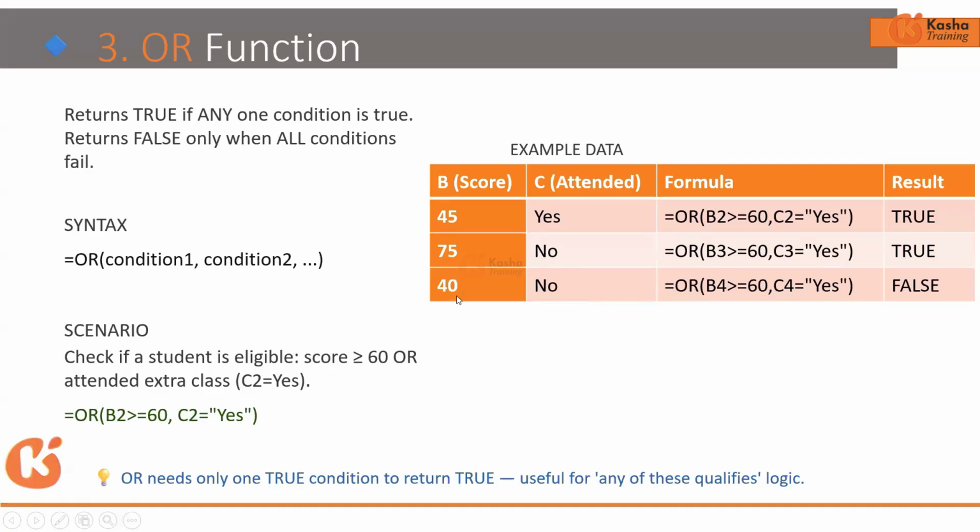And the third scenario, it is 40. So this condition is not meeting, which is B2 is equal to 60. And C2 should also be yes. This is also not meeting. So it is given here as a false. So that is your OR function.